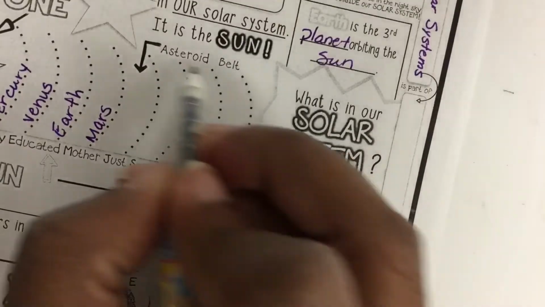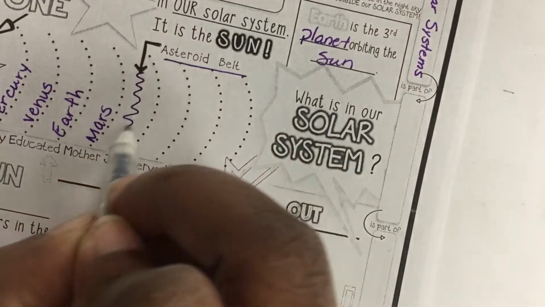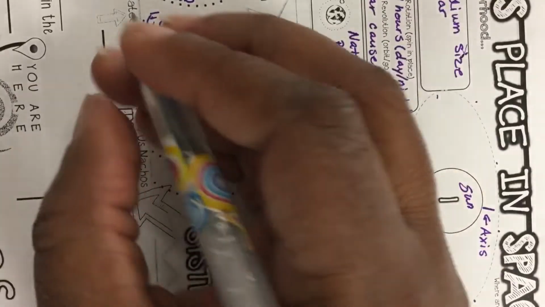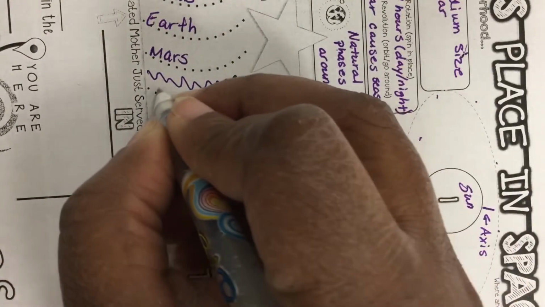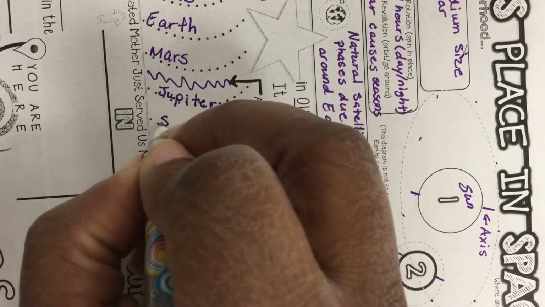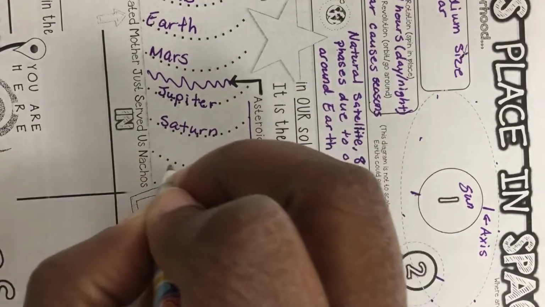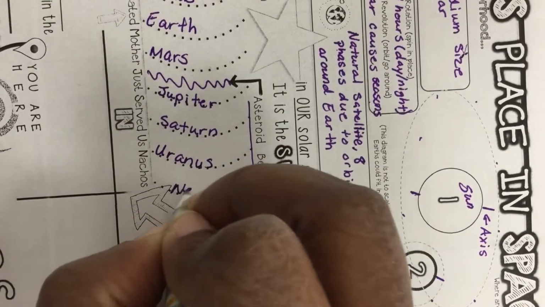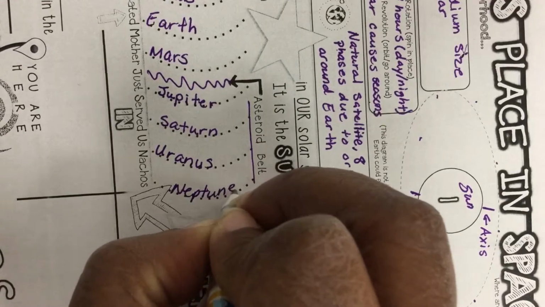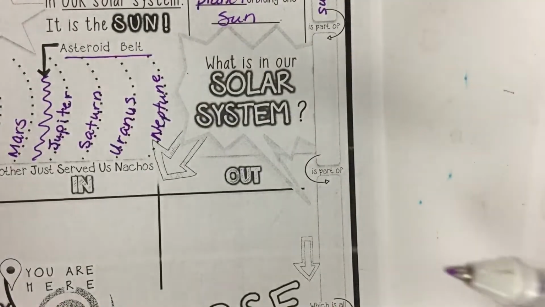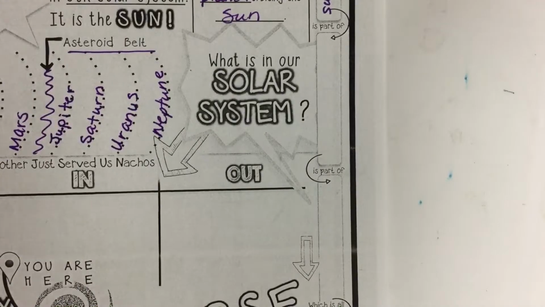Here we have our asteroid belt. Then we go on to Jupiter, Saturn, Uranus, and Neptune. Past here is where we have our Kuiper belt, and Pluto is in that Kuiper belt. But for lack of space, we're going to leave it here.